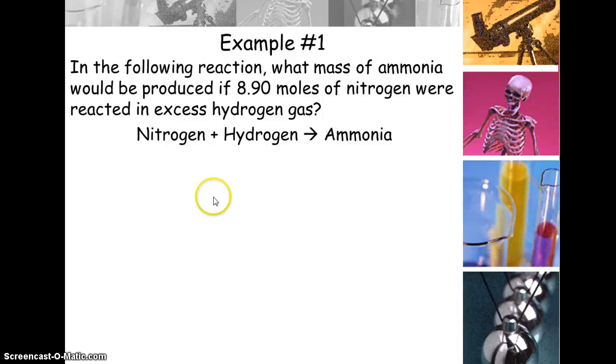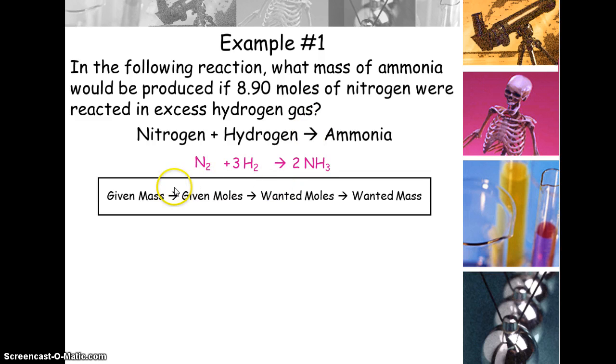Now what we want to do is figure out what mass of ammonia is going to be produced if we have 8.90 moles of nitrogen. This is a little different because we're going to go from moles to mass. First off, let's set up our equation. Nitrogen is N2, hydrogen is H2, and ammonia has the formula NH3. The next step is to balance this equation. This means that for every 1 nitrogen, we have 3 moles of hydrogen and 2 moles of ammonia.